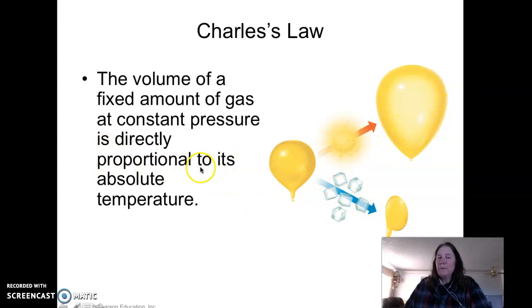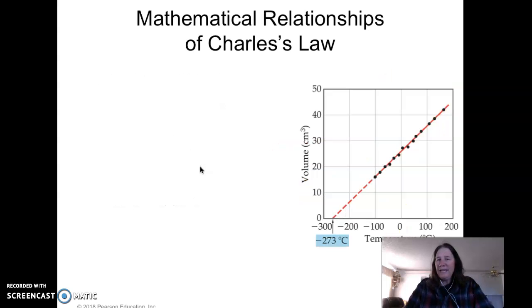So this is a direct proportion. When you increase one, you increase the other. Decrease one, decrease the other. So Charles' law deals with temperature and volume. Okay, and again, it's a direct one. So when you increase the temperature, you increase the volume.